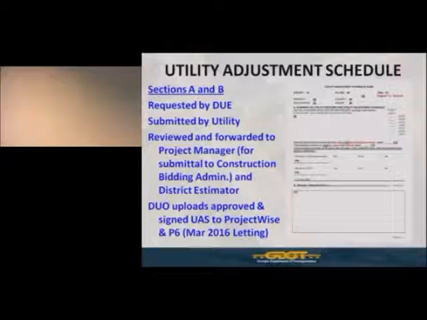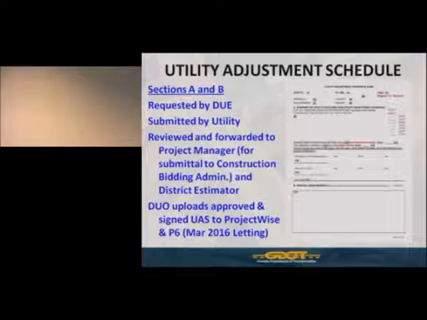Now the utility adjustment schedule, Section A and B, is what's represented on this slide, but the schedule as a whole is requested by the district utility engineer. It is submitted by the utility owner to the district utility office. That schedule is then reviewed, and if deemed acceptable and approved by the district utility office, it will be forwarded to the project manager for submittal to the construction bidding administration office and to the district estimator.